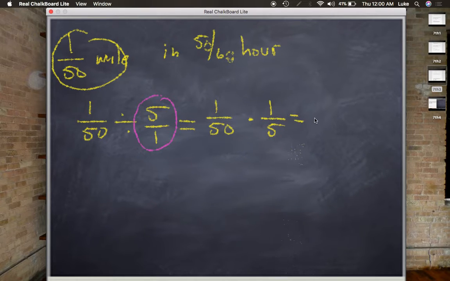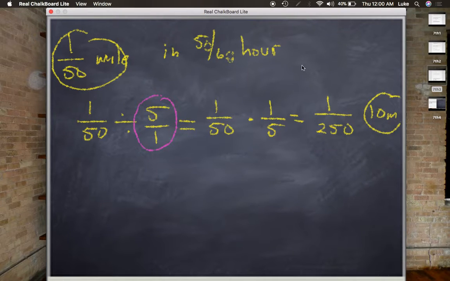Now, that's a little bit easier. 1 times 1 gives us 1. 50 times 5 will give us 250. So this very slow snail went 1/250th of a mile every 10 minutes. That's his speed per 10 minutes.